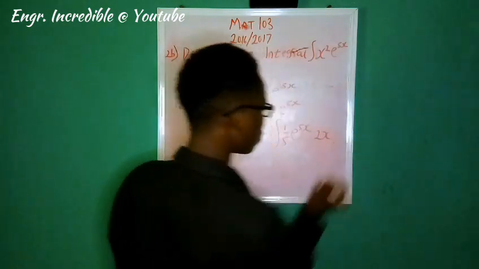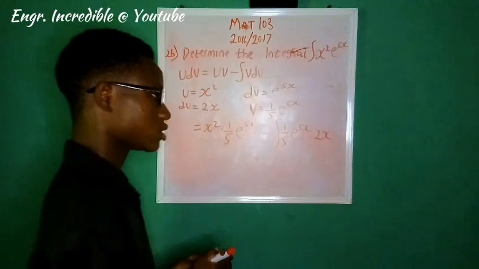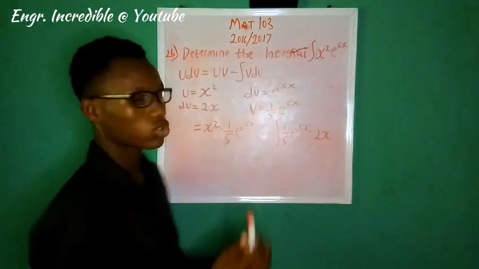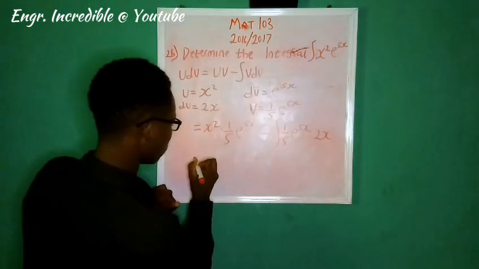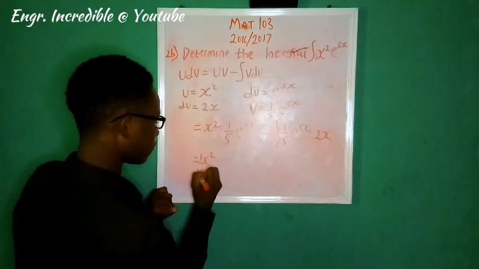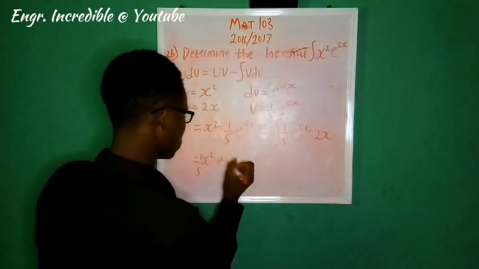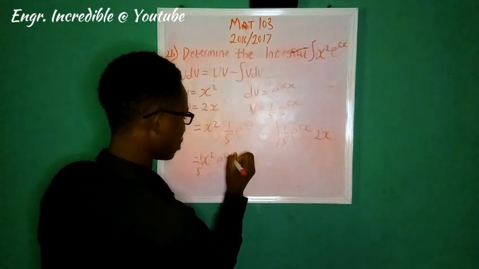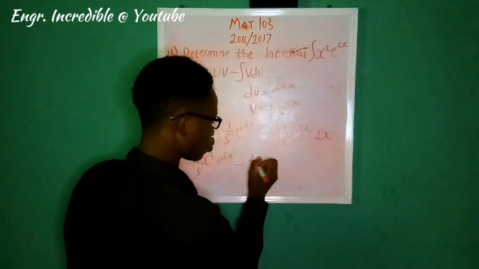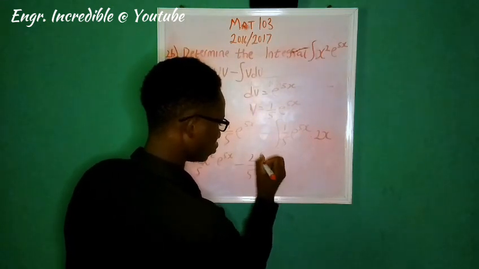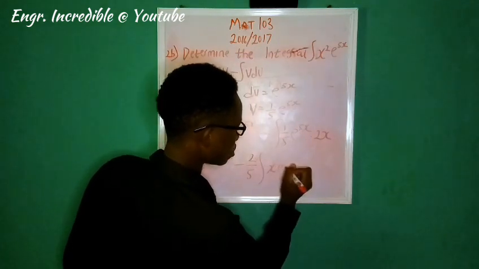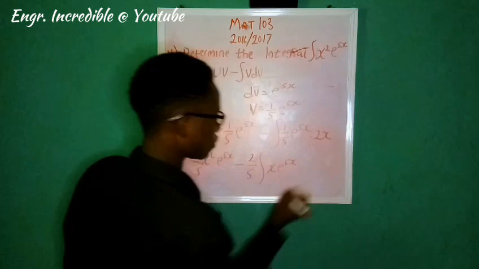times dx. So in this place we have 2 and 1 over 5 as constants, so they will come out of the integral sign. So we are going to be having this as 1 over 5 x squared times e raised to power 5x minus the 2 and 1 over 5, that is minus 2 over 5. We put our integral sign, x times e raised to power 5x.